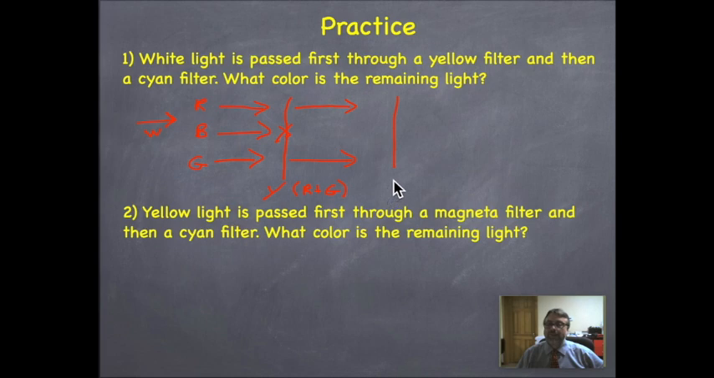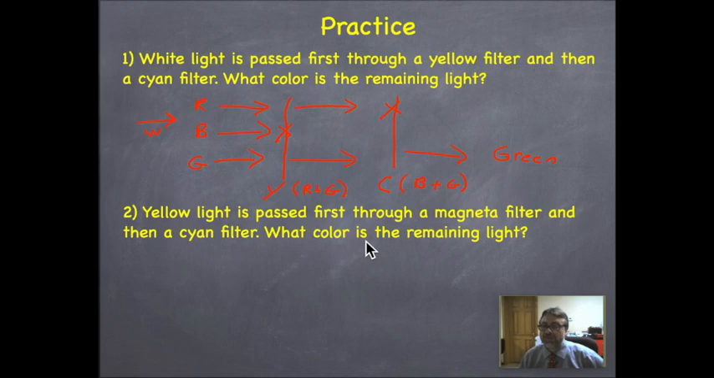And then I'm going to strike a cyan filter. Well, again, if it looks cyan to me, that means it must be letting through blue and green light. Well, red's not blue or green, so that means that this filter is going to X out the red light, and the only color that comes through is the green. So if I take white light and pass it through a yellow and cyan filter, I will end up seeing green light coming through.